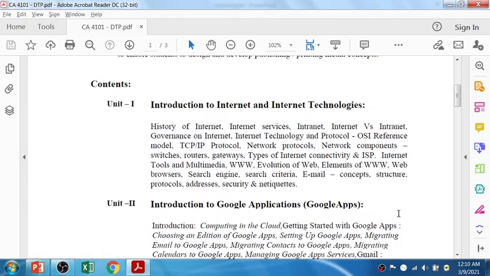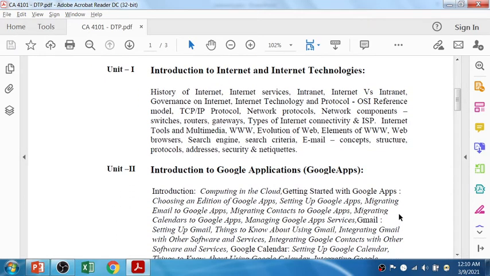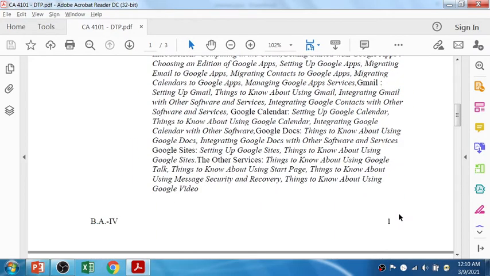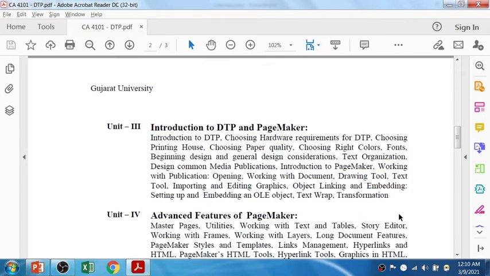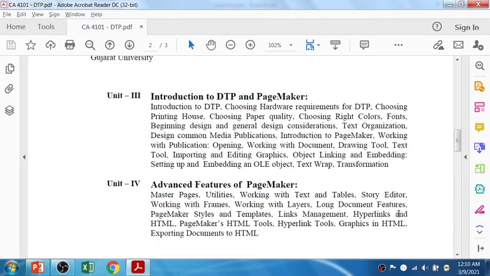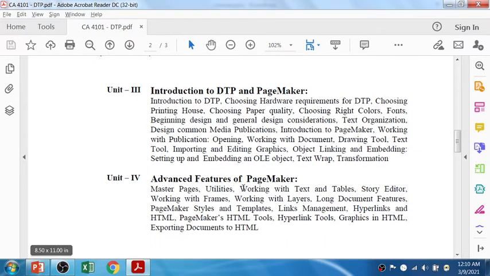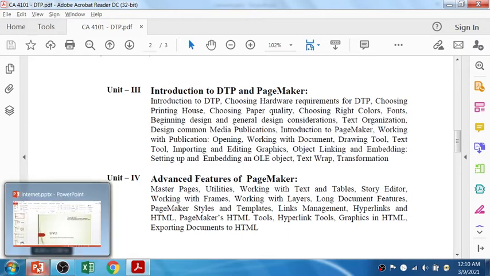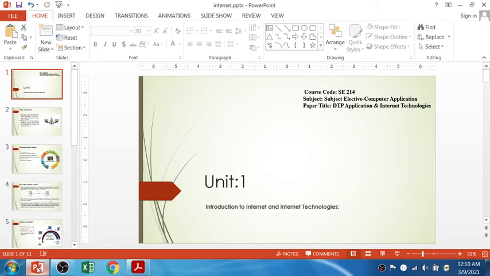Let's see the content unit wise. Unit 1 is introduction to the internet and its technology. Unit 2 is introduction to Google application. Unit 3 is introduction to DTP and PageMaker, and unit 4 is advanced feature of PageMaker. Let's start with the first unit, which is introduction to internet and technologies.